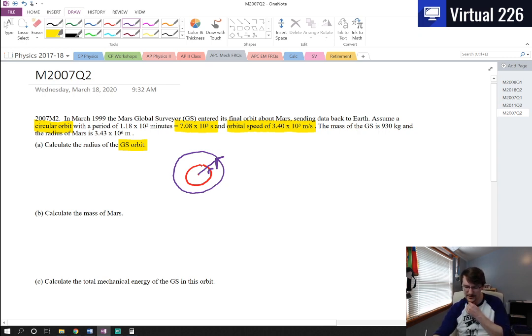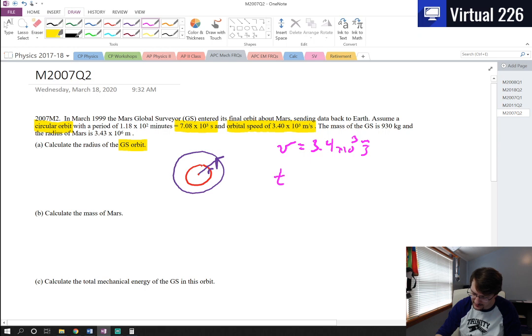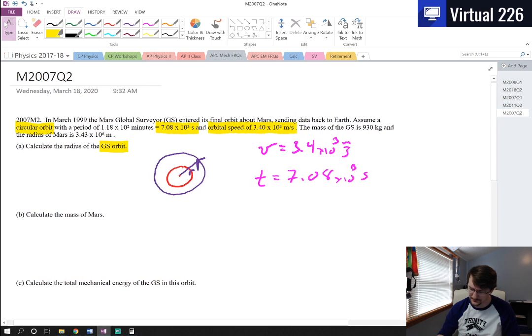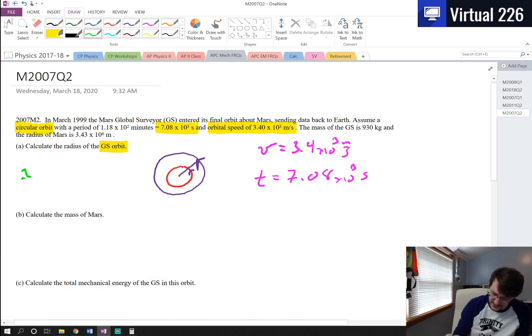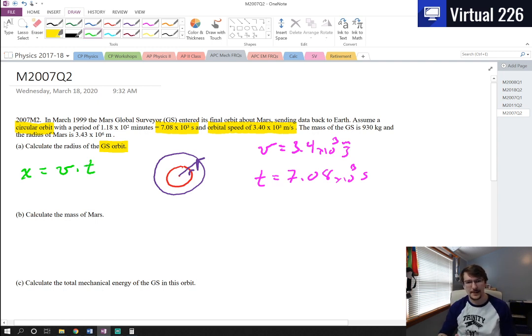If we want the radius of this orbit, and all we have is a speed of 3.4 times 10 to the third meters per second, and a period, which is a time. We know how long it takes to orbit the planet, 7.08 times 10 to the third seconds. We can actually go back to kinematics and figure out the radius of the orbit. Normally in kinematics, we would think that a distance can be thought of as a velocity multiplied by a time.